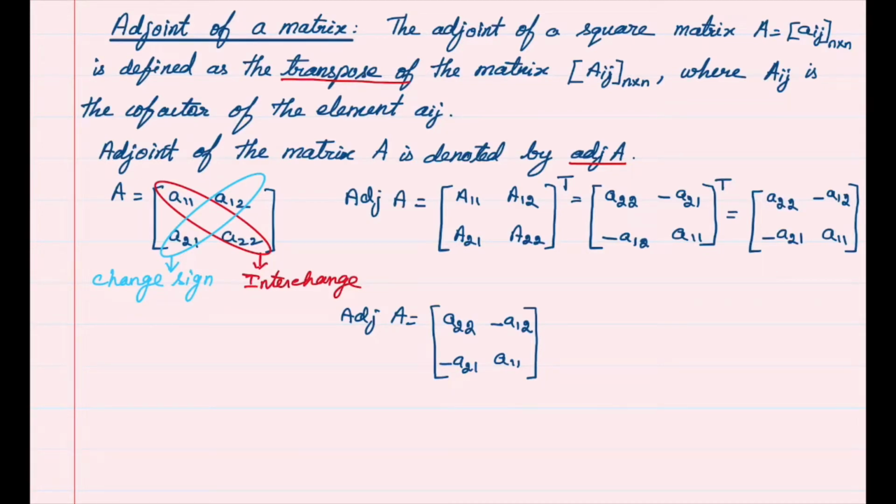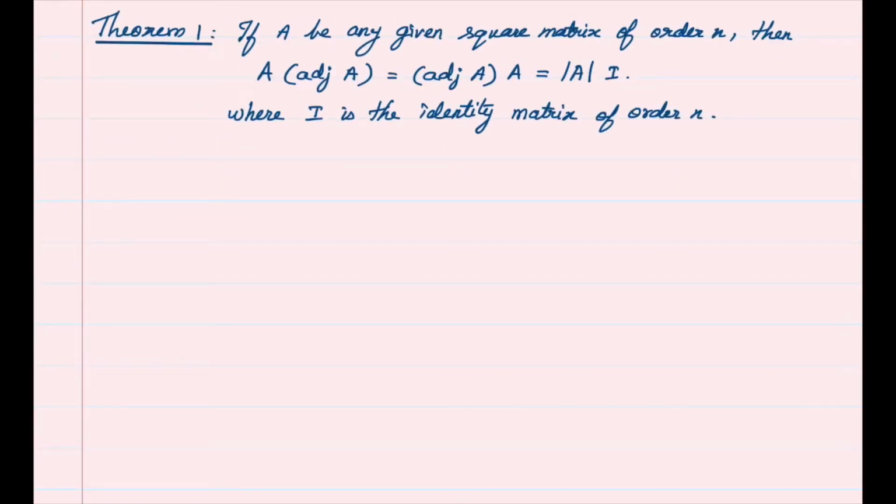We can use this method only to write the adjoint of a 2 by 2 matrix. We cannot use this method to write the adjoint of a 3 by 3 matrix. To find the adjoint of a 3 by 3 matrix, we have to write the cofactors and then transpose that matrix. Theorem 1. If A be any given square matrix of order n, then A into adjoint of A equal to adjoint of A into A equal to determinant of A into I, where I is the identity matrix of order n.